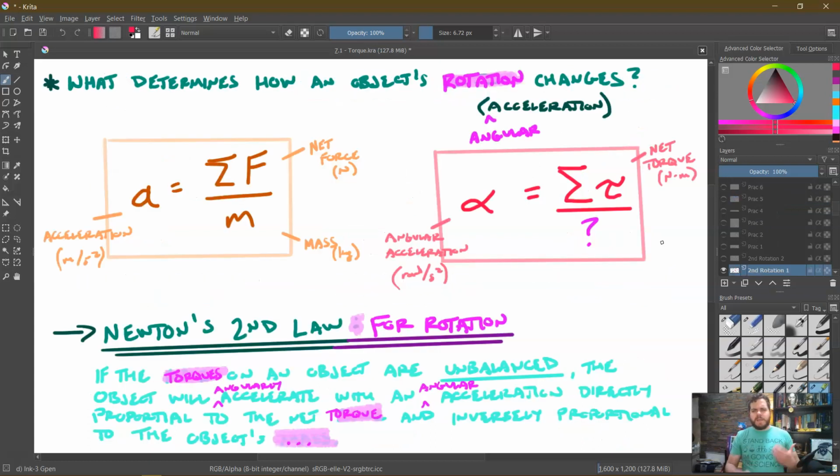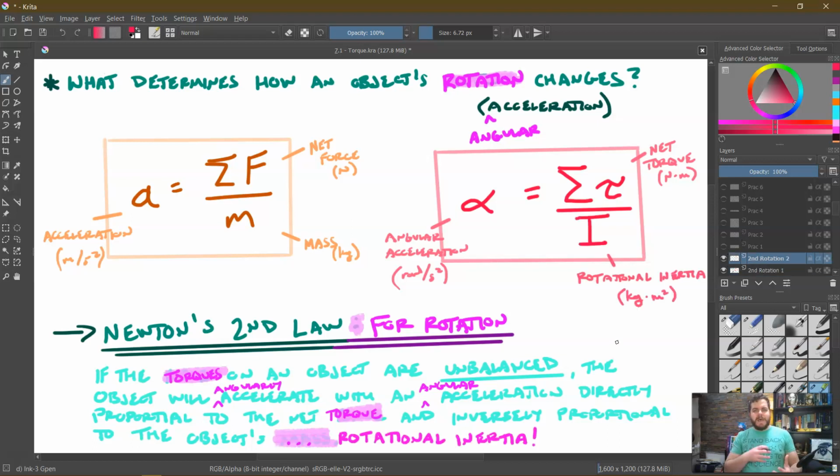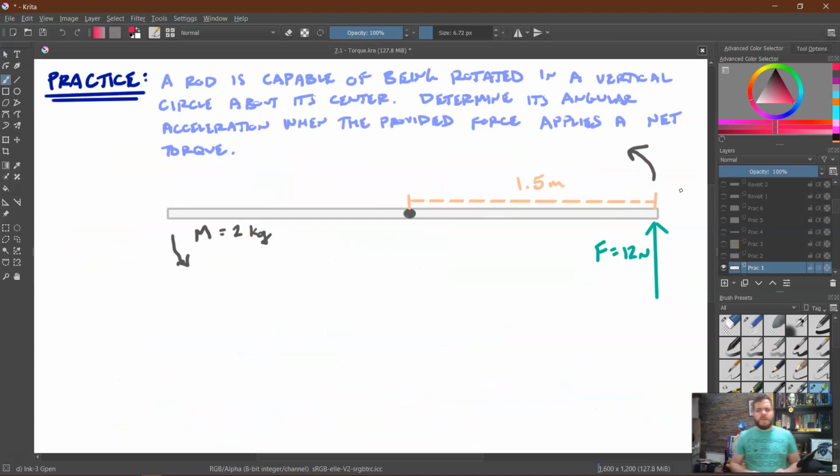So going back to Newton's second law for rotation, I'm now just going to fill in one last piece, which is that the angular acceleration of this object is inversely proportional to the rotational inertia of that object, or capital I, where the rotational inertia is in kilograms meters squared. Those are the units. All right, so let's look at another practice problem. Let's say we once again have a rod, and we'll say this rod is specifically rotated in a vertical circle around some central axle. So it's basically going this way. And we want to determine its angular acceleration when this one provided force applies a net torque to this rod. Well, how exactly would we go about doing this?